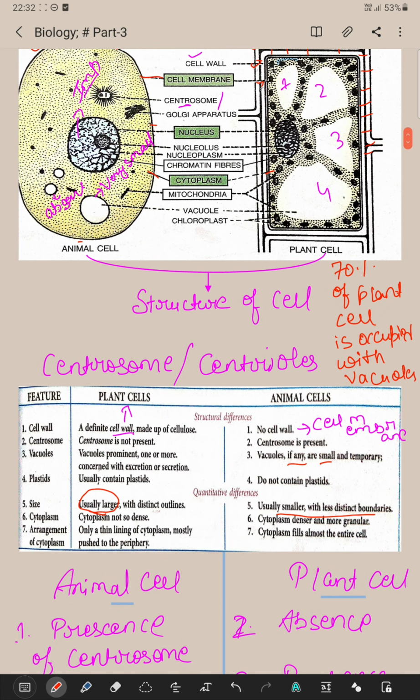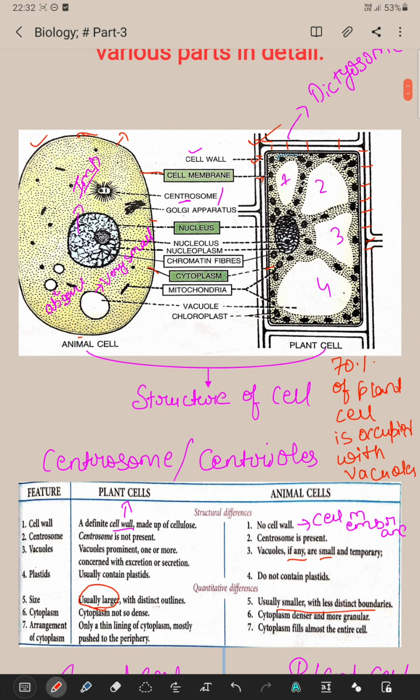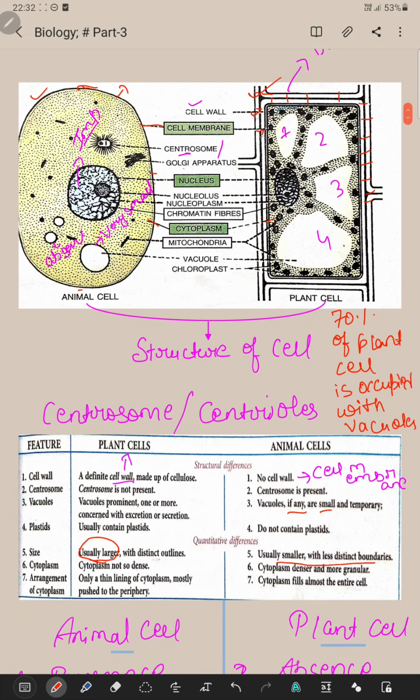Now let's start with the detailed understanding of the types, like cell wall and cell membrane. We will understand them in brief discussion. Now let's move to that part.